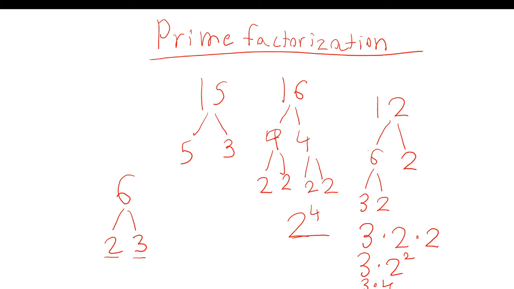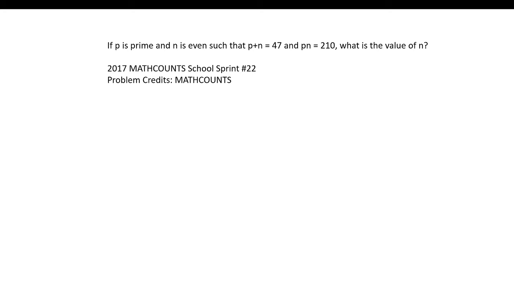So, obviously, prime factorization is one of the most useful and most powerful techniques in number theory problems, especially in MathCounts. A lot of them are just prime factorization problems in disguise. So, we're going to start right here. If p is prime and n is even such that p plus n is 47 and the product pn is 210, what is the value of n?